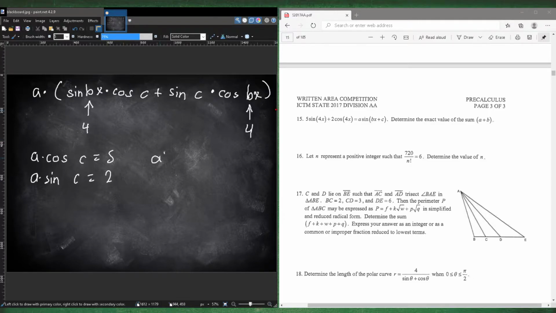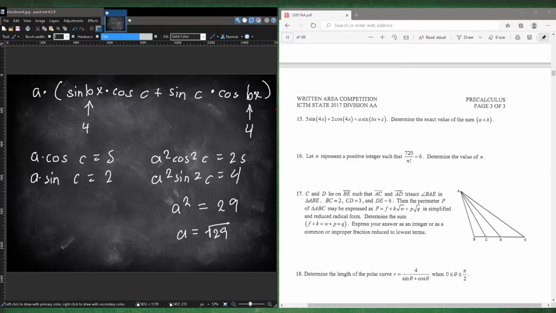So we can square both of them. So a squared cosine squared of c equals 25, and a squared sine squared of c is equal to 4. Add them together, because cosine squared plus sine squared is 1. So that's just a squared times 1, which is a squared. So that's 29, which means a is square root 29.